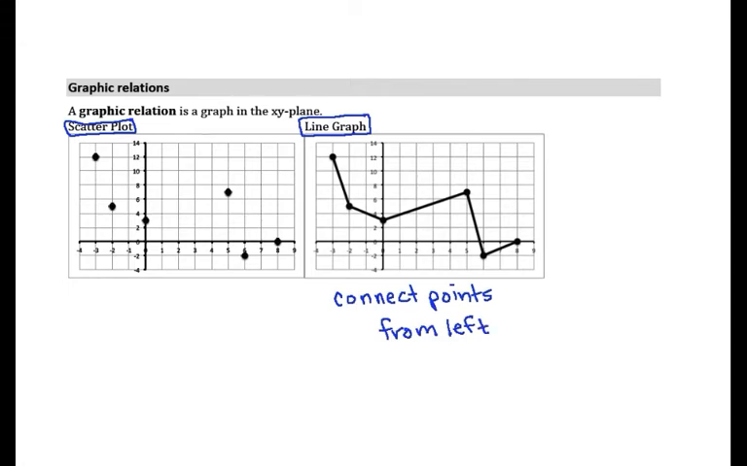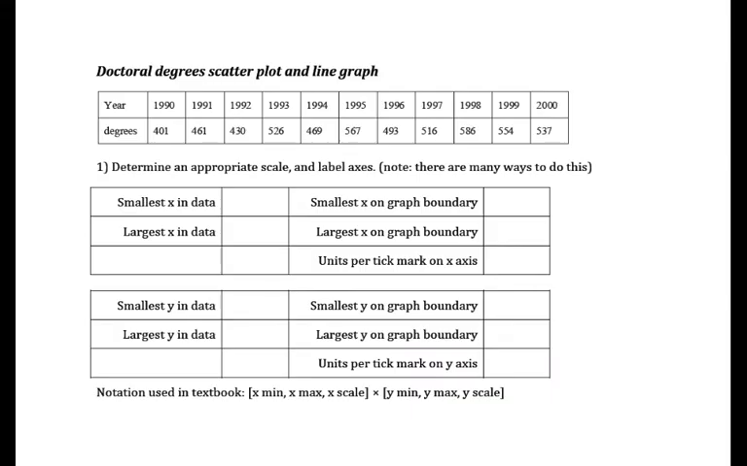So what we're going to do now is create a graphic relation based on the numbers that we were just looking at for doctoral degrees in mathematics. To do this, the biggest challenge is figuring out what scale to define on our X and Y axes before we start plotting the points. Because the numbers in this case make it clearly not possible to use a scale of 1 unit per tick mark, we have a little bit of planning to do before we get started.